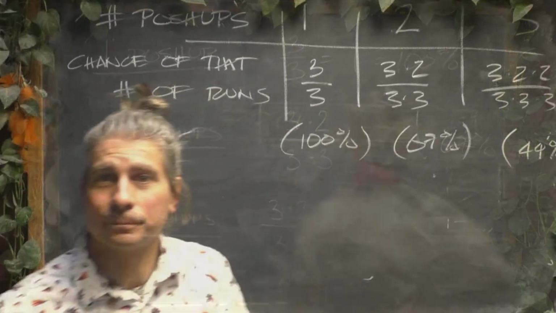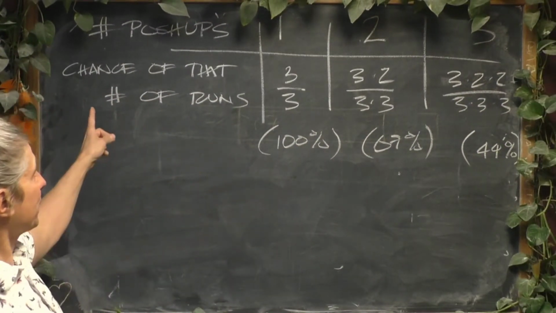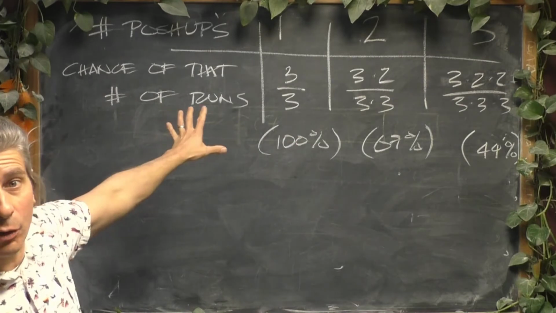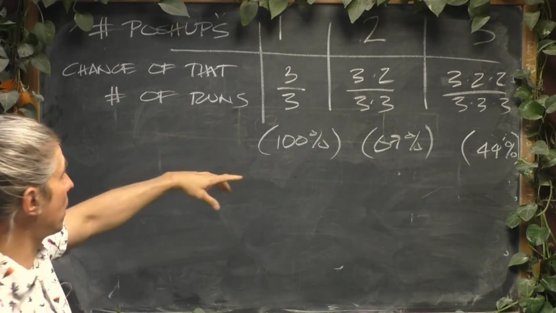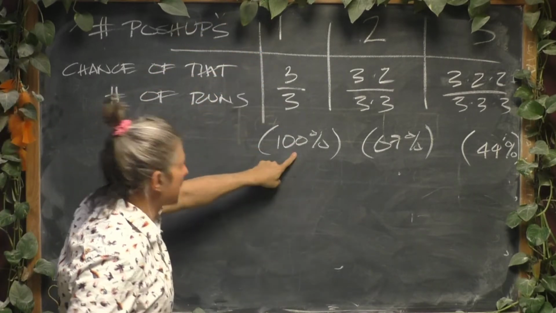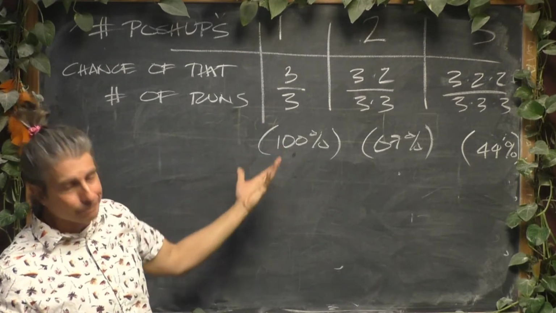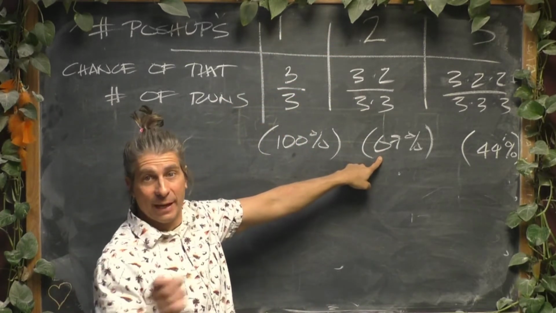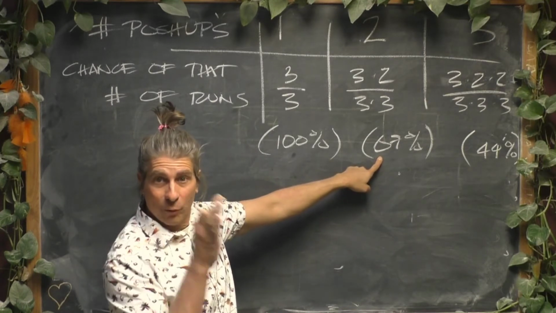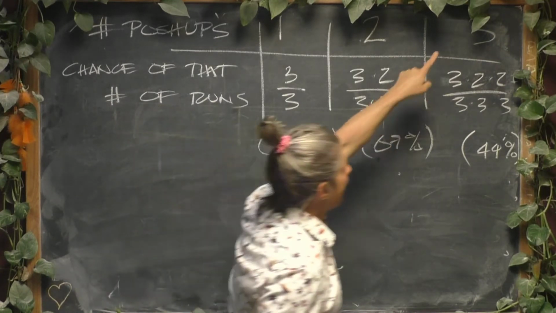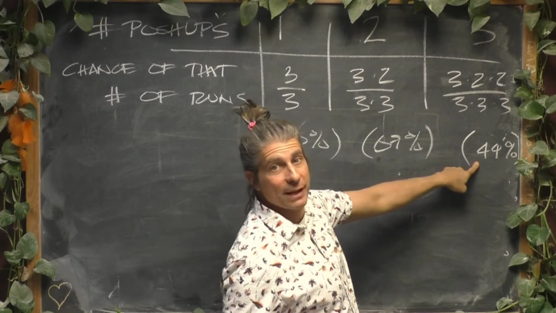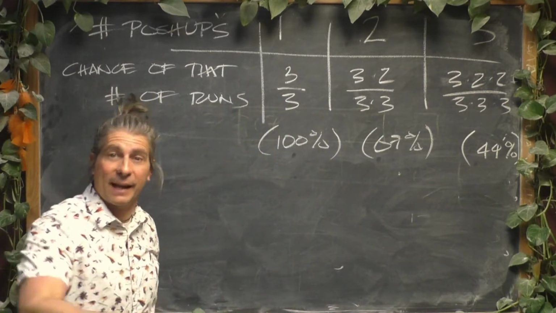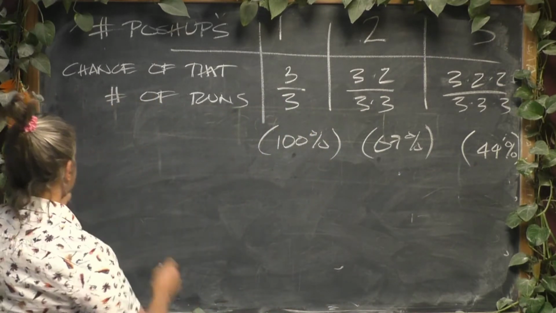Okay, so I put the cumulative results we've got so far in a little chart up here. So when you do 1 push-up, there's a 100% chance it's going to be unique. That's kind of silly. When you have 2 push-ups, there's a 67% chance that you're going to have a different one second than you did first. And when you have 3 push-ups, there's a 44% chance you're going to have a different one first, second, and third. What about 4 push-ups?